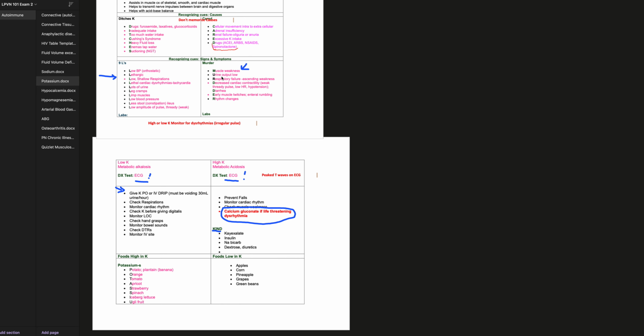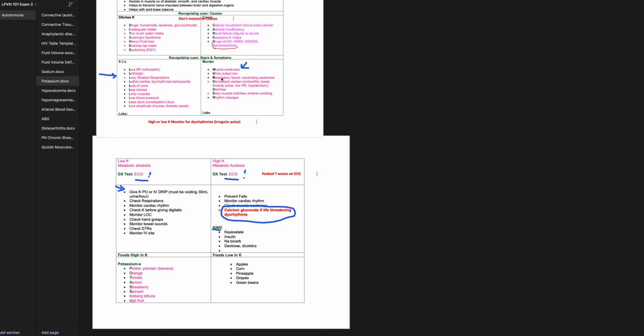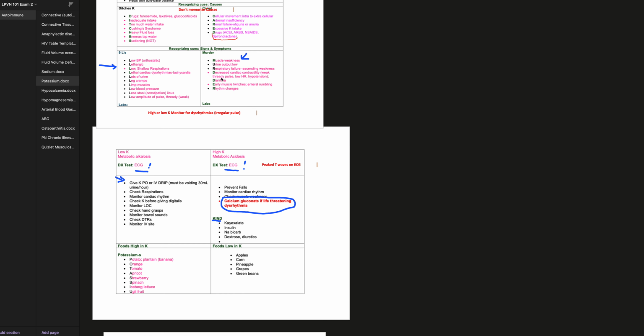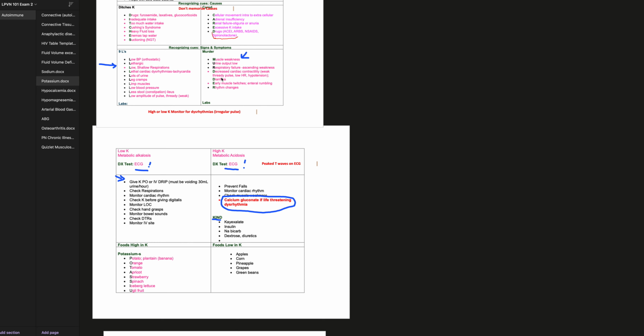They're going to have low urine output, decreased cardiac contractility. Okay, so they'll have thready pulse, low heart rate, hypotension. Diarrhea, I talked about, muscle twitching, and rhythm changes of their heart rhythm. Okay, so monitor for dysrhythmias, whether the potassium is high or low. And you need to get an ECG. All right, calcium gluconate is going to be given if they have hyperkalemia for a dysrhythmia.